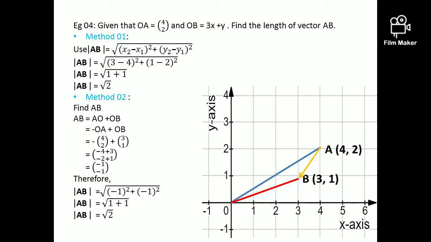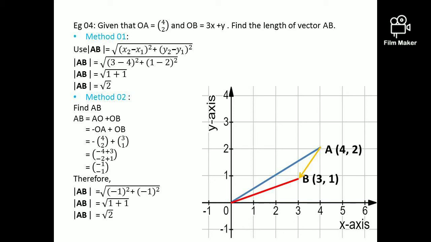Let's try to verify this theory with another example. In example 4, they have given vector OA is (4, 2). It's given in column matrix form. That is 4x plus 2y. And OB is 3x plus y. Find the length of vector AB.